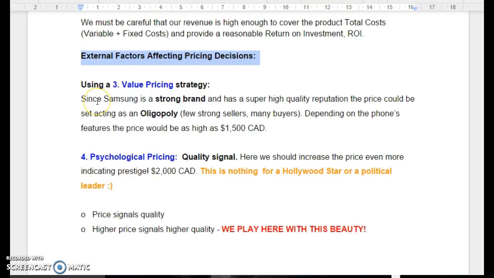Using a value pricing strategy. Since Samsung is a strong brand and has a super high reputation, the price could be set acting as an oligopoly: few strong sellers, many buyers. And depending on the phone's features, the price could be as high as $1,500.